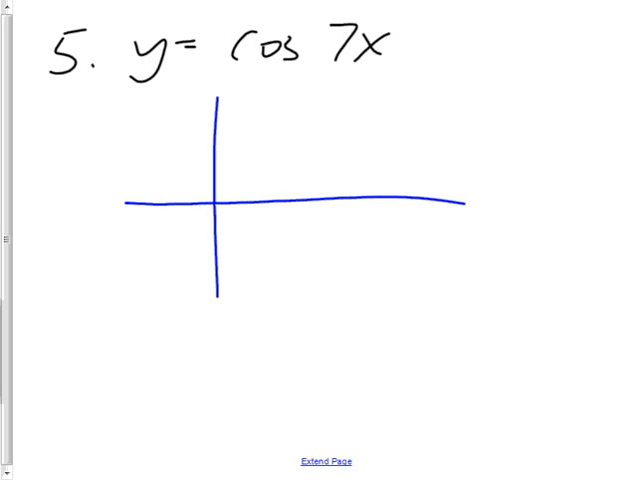Number 5. Would you read me number 5, Mr. M? Cosine of 7x. All right. So, cosine of 7x. Well, that seems pretty easy. I just got to know what cosine looks like. 4 spots. 2 pi here. Pi here. You're going to get really good at this. What's the spot right here? Pi over 2. Good. And this spot right here? 3 pi over 2.